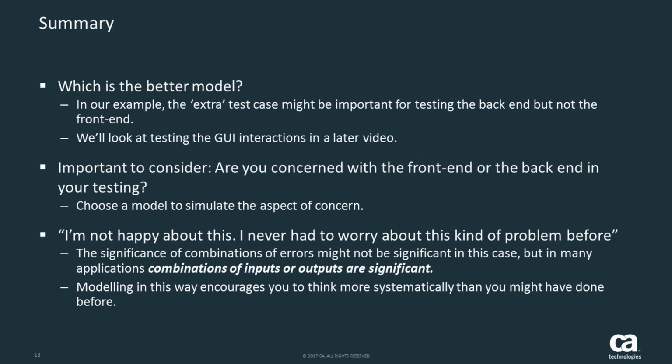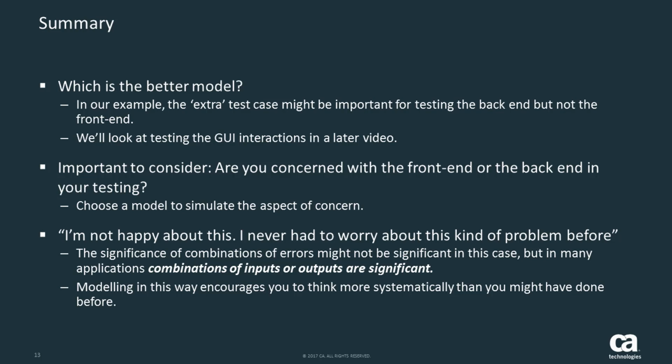Going back to the two models, one based on requirements, one based on the as-built version of the software, which is the better model? So in our example, the extra test case might be important for testing the back end, but not important from the front end. So we'll look at testing GUI interactions in a later video, but you need to have in the back of your mind what your model is covering and whether what it omits or includes is significant or important. The question is, are you concerned with the front end or the back end in your testing? The model that you select and the modeling that you do should reflect the aspects of concern.